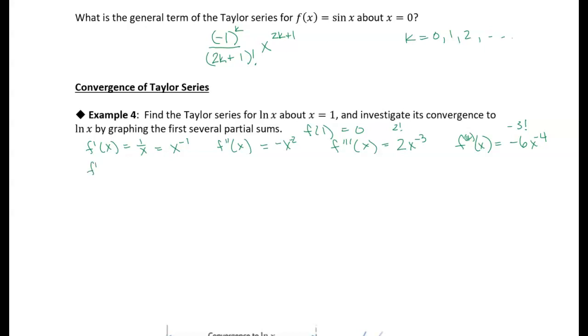But now we'll evaluate the derivatives at the point we're trying to model, which is 1. So f prime of 1 is 1. F double prime of 1 is going to be -1. The third derivative at 1 is going to be 2. And the fourth derivative at 1 is going to be -6. So it's really easy to put in 1 because 1 to any power is just 1.